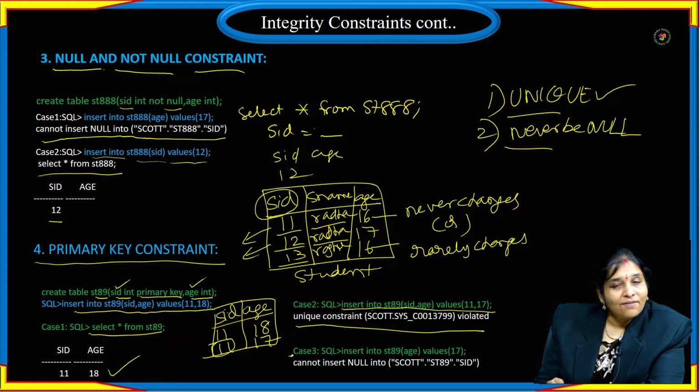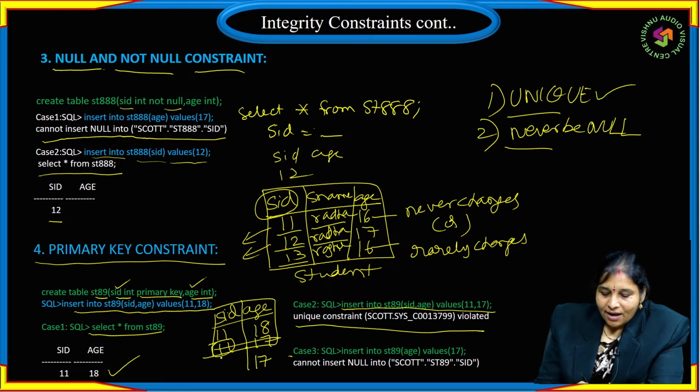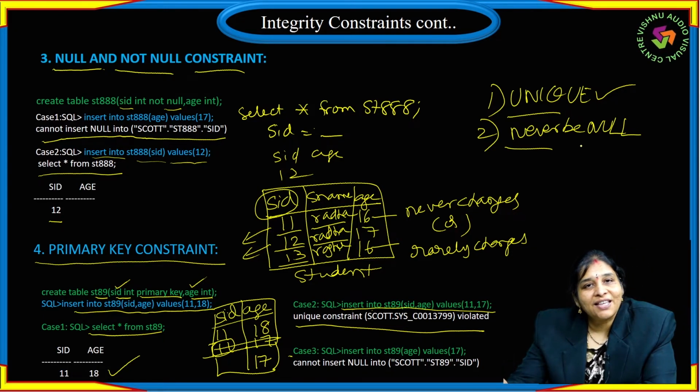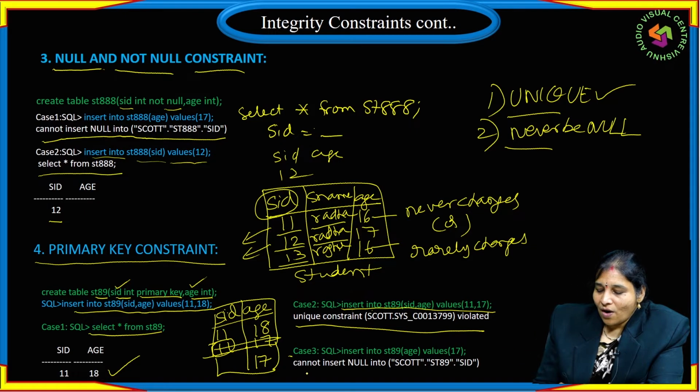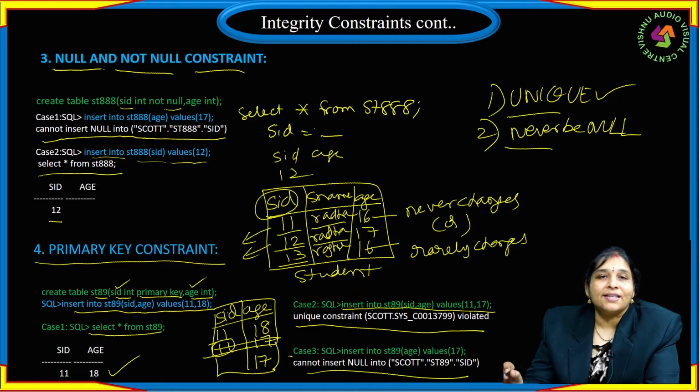Next case: once again I try to insert another row with age value as 17, and I have entered a null value underneath student ID. Again, the definition says the primary key can never be null. So it says cannot insert null into SID column.